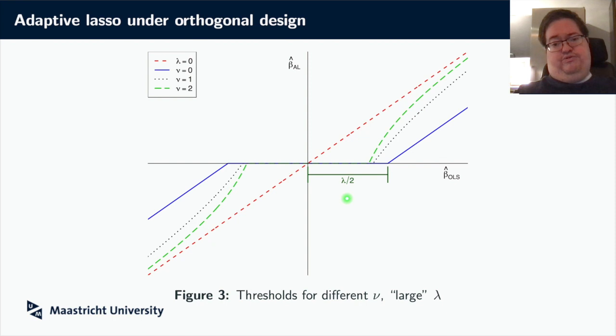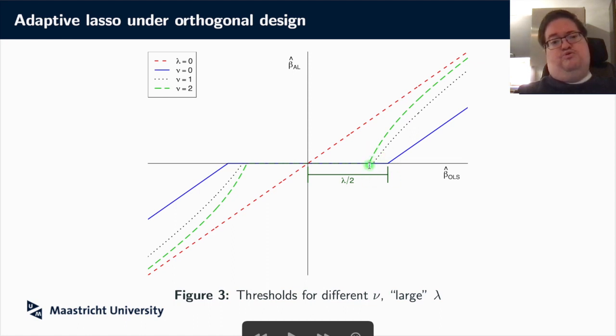Now we can also do the opposite. Let's take a very large lambda. Now we see that for this very large lambda, the adaptive lasso sets fewer variables to 0 than the regular lasso. And so the regular lasso goes all the way, everything up to a lambda over 2 here. The adaptive lasso sooner realizes that this beta hat OLS is still pretty big, so we should not set it to 0 anymore.